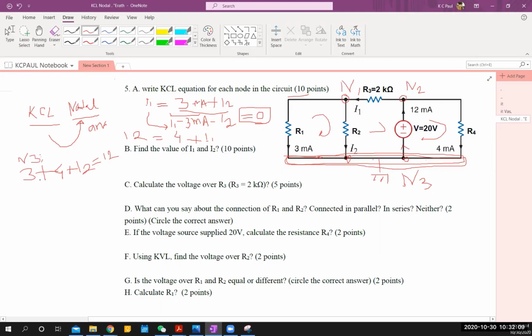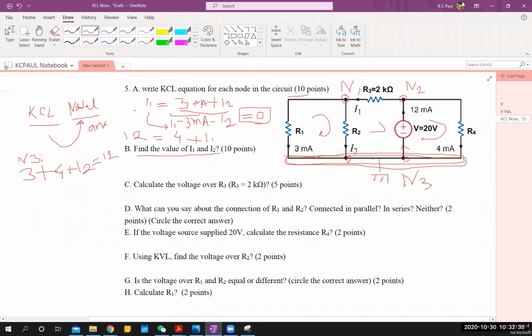So I'm using a mouse, so the writing is not good enough. I hope you understand. Anyway, the point here is to find out the value of I1 and I2. The good thing is that you have been given the 3 milliamps, so a lot of the currents are already given. That's why you don't need 3 equations to solve for those unknown quantities, right?